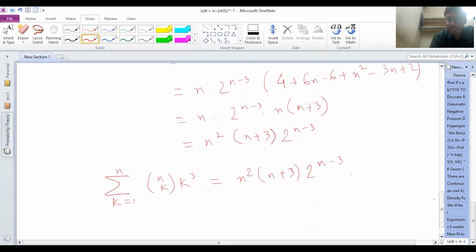So this was an example in which counting in two ways can be used to solve analytical problems in a more elegant way.